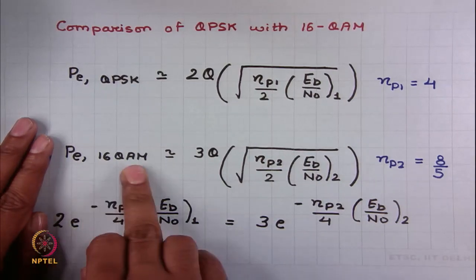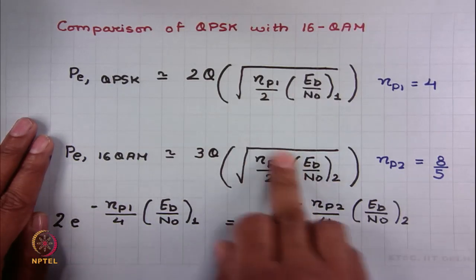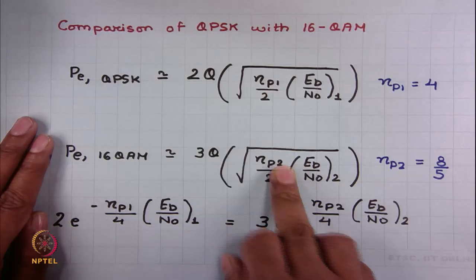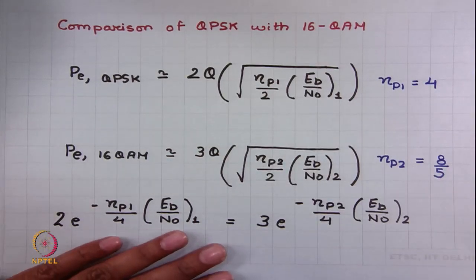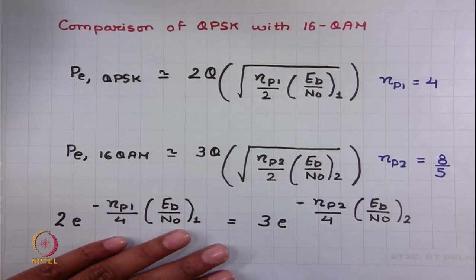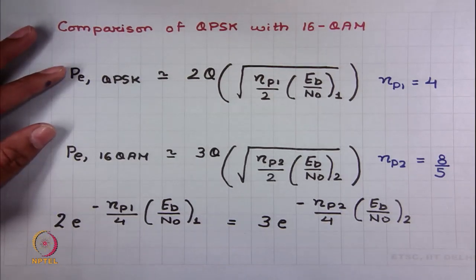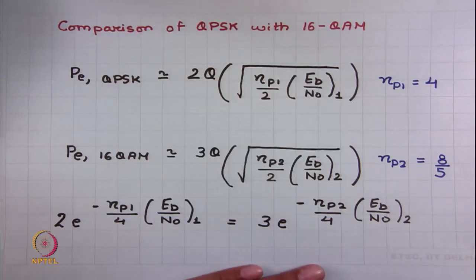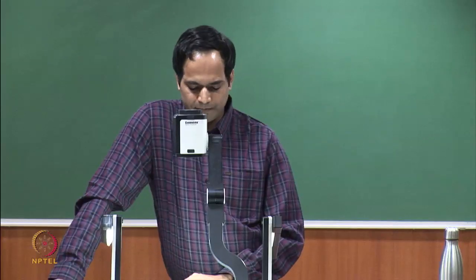Similarly, in case of 16-QAM, the number of nearest neighbors was 3 and we are assuming that it has a power efficiency of eta p2 and an Eb/N0 of 2, and we know what this eta p1 and eta p2 are. What we want to do is ask the question: when these 2 probabilities of error should be the same, what is the difference in their Eb/N0 requirements? That is what we want to see, and we have done such an exercise also for the binary signaling scheme.